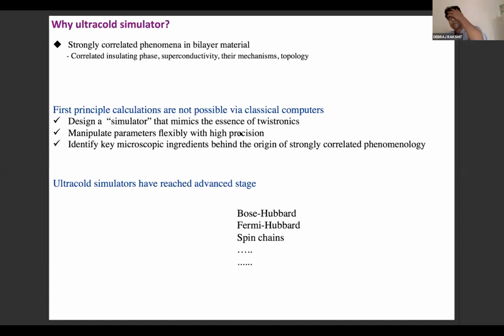And obviously, we can be optimistic with this ultra-cold simulator, because it has already reached a very advanced stage, with all sorts of tabletop experiments realizing different interesting condensed matter model systems like Bose-Hubbard, Fermi-Hubbard, spin chains, or even the Haldane model, for example.